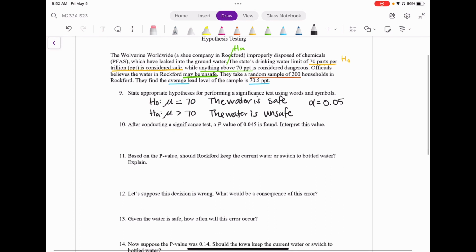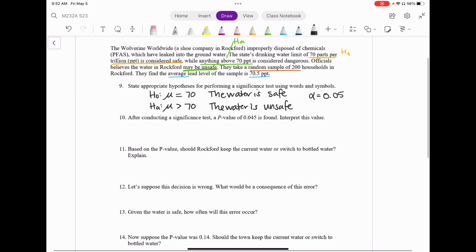Now, after conducting a significance test, the p-value of 0.045 is found, and we want to interpret this value. And remember, the p-value is the probability that by chance alone we obtained the sample data that we did, assuming that the null was true.